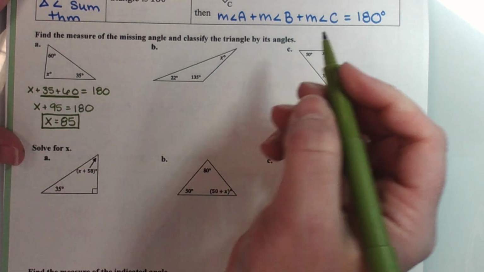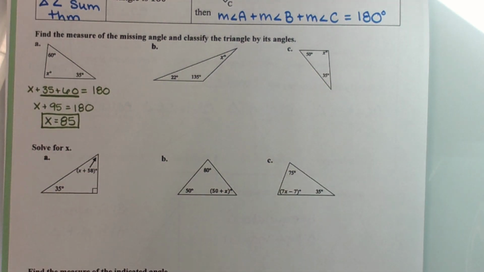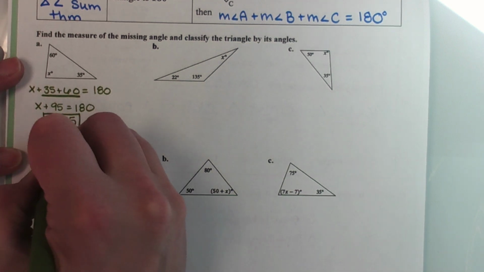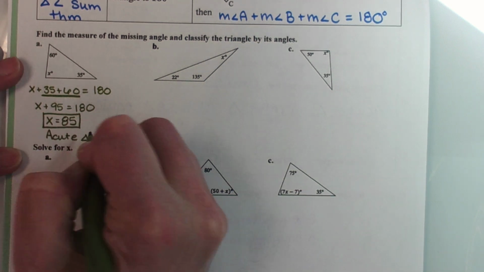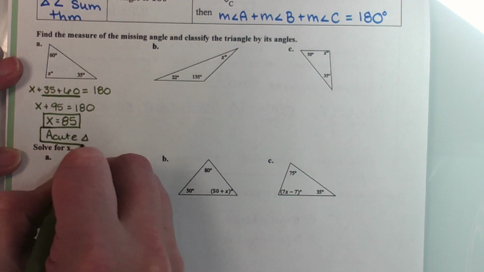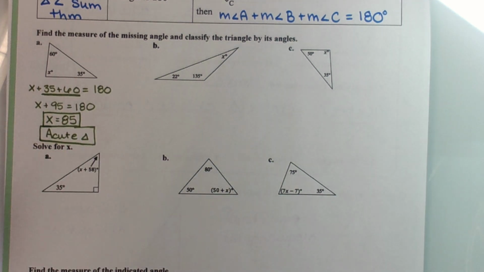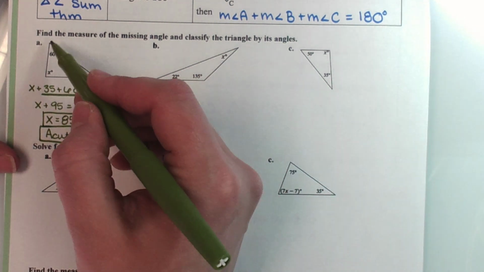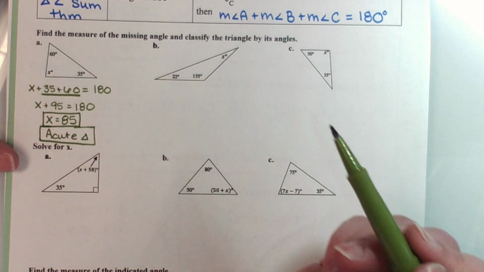Solve for the missing angle. Missing angle is 85 degrees. What type of triangle is this? It's acute. Do we have enough information to tell if it's scalene or equilateral or equiangular? Sorry, isosceles is what I meant to say. Not really, but can you kind of tell if there's any congruent sides on this one?